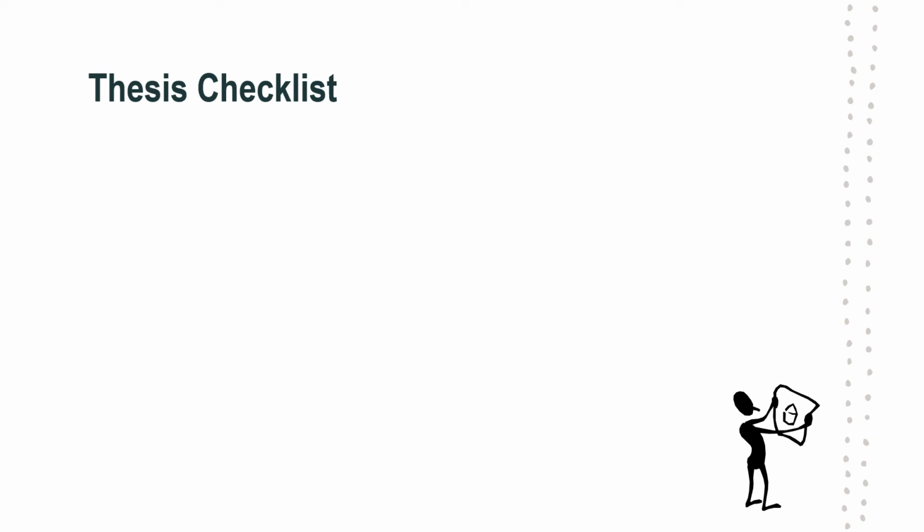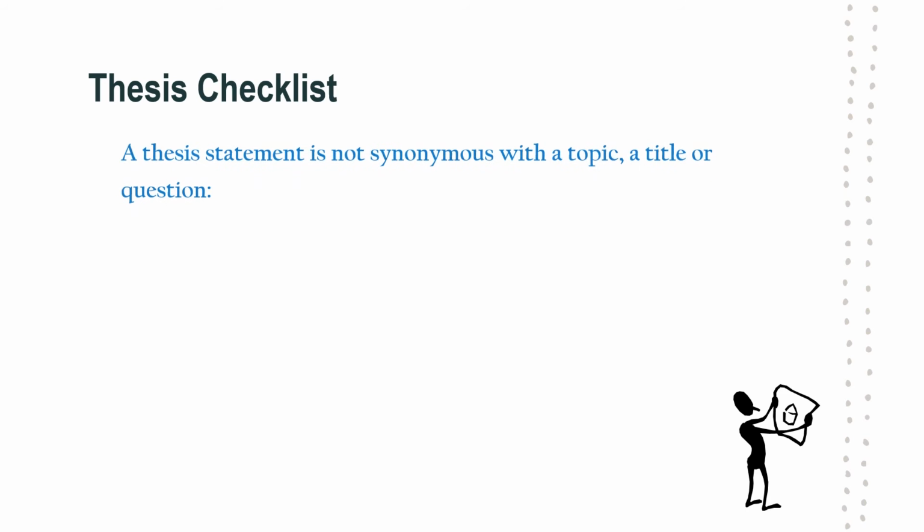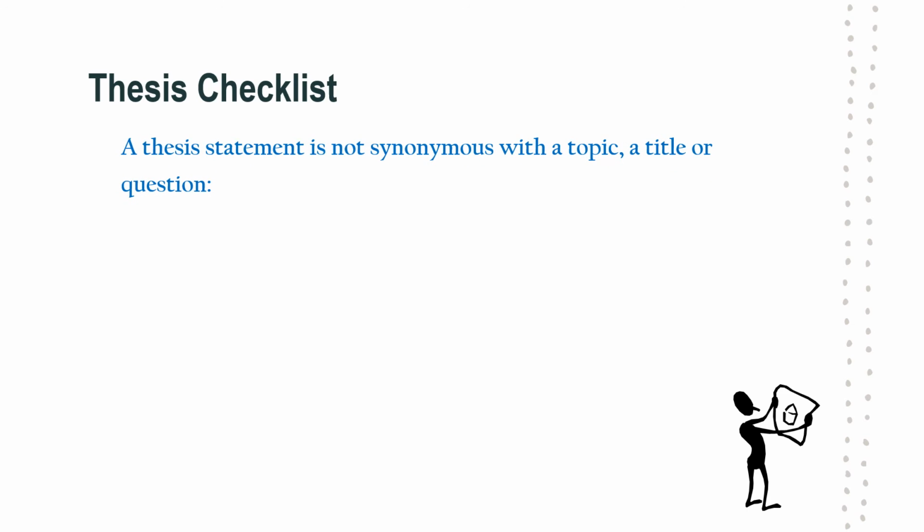So this next example is very important because you must know the distinction between a question and a statement, or a question and a declarative sentence, or a telling sentence. So it says that a thesis statement is not synonymous with a topic or a title or a question. All right, so for example, this is not a thesis statement. Homes and schools. This is just simply a topic.